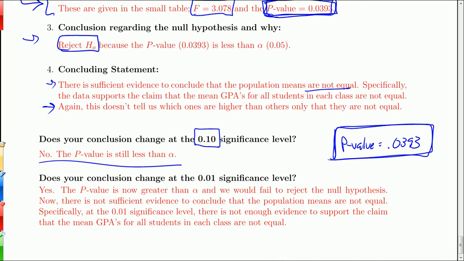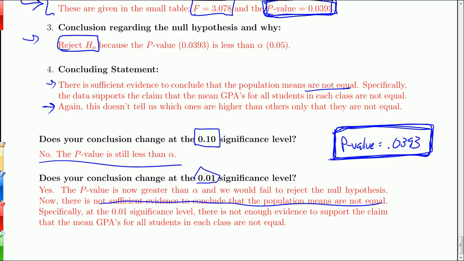Does the conclusion change at the 0.01 significance level? It sure does, because now the p-value, 0.0393, is bigger than the significance level. I'm a little more conservative with my statements, and so now the p-value is too big, and we fail to reject the null hypothesis. And so, again, that doesn't mean we proved that all the means were the same. There is just not sufficient evidence to conclude that the population means are not equal.